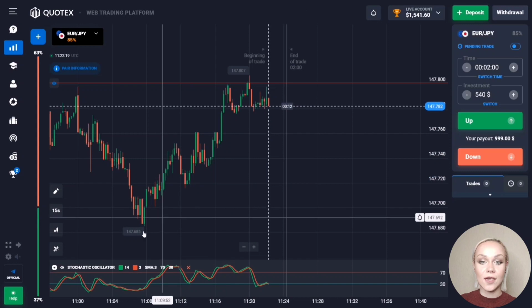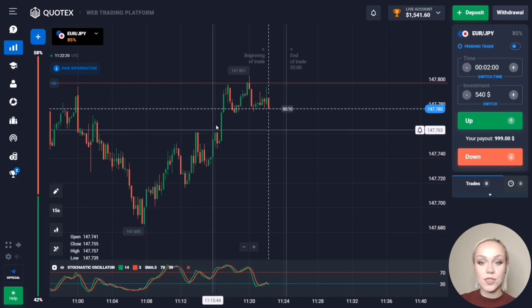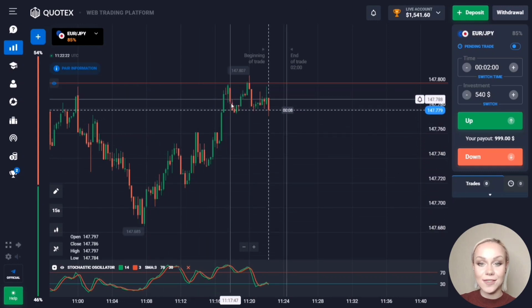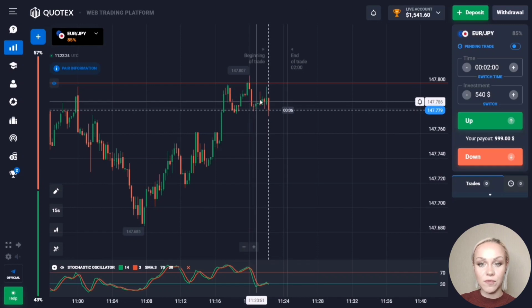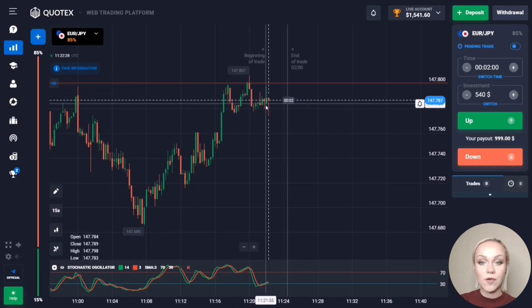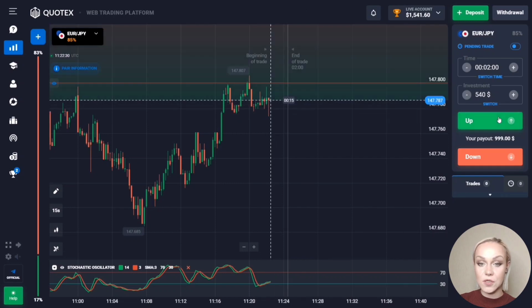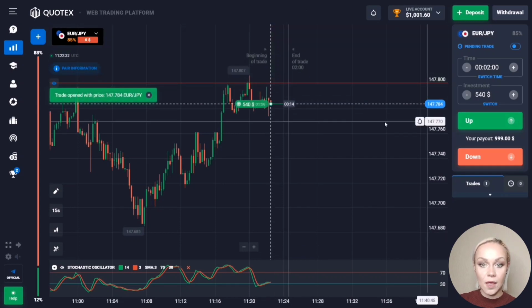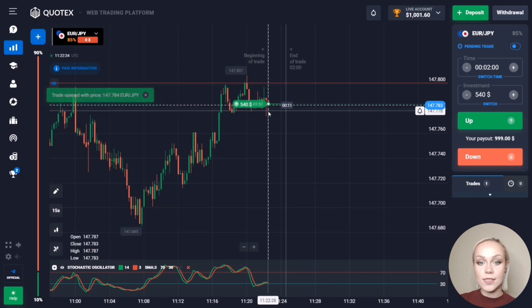Here we see that there was an uptrend. The price approached the resistance and got into the trading zone. At the moment, the price is moving quite slowly. There is a certain compression of resistance. Here I propose to open a trade for a rise for 2 minutes. It's more likely that the price will continue to move towards the level.